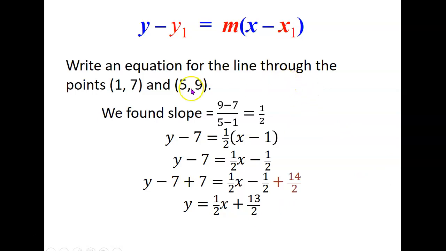If we had used 5, 9 instead of 1, 7 right here when we put things into point-slope form, it would have simplified down to this same equation. And with this equation, you can test it. If you plug 1 in for x, y comes out to be 7. And if you plug 5 in for x, y does come out to be 9.